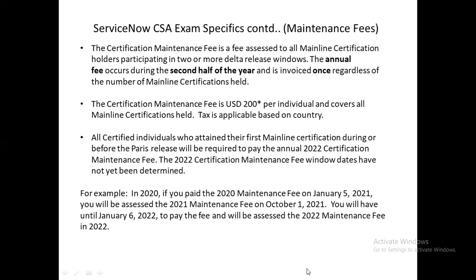So after Delta also, there is a maintenance fee which is applicable on your certifications, which is applicable when you have done 2 or more Delta certifications after a mainline certification. But the good part is it does not matter how many certifications you have. It is not a one-time fee, it is a kind of annual fee, right? If you're doing Delta again and again. So this is also important.